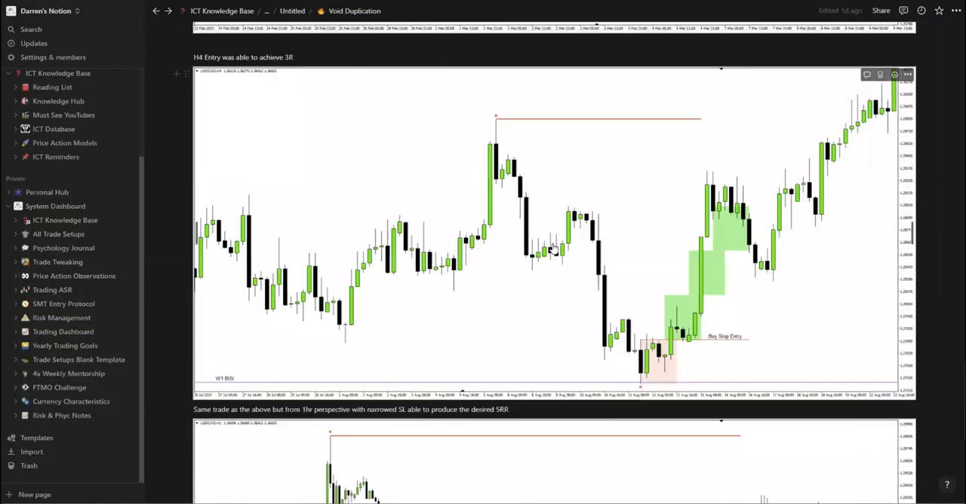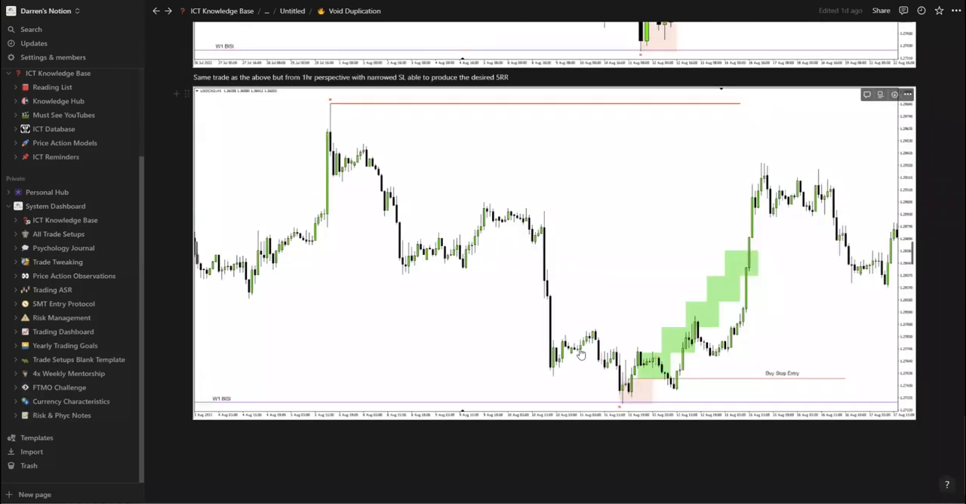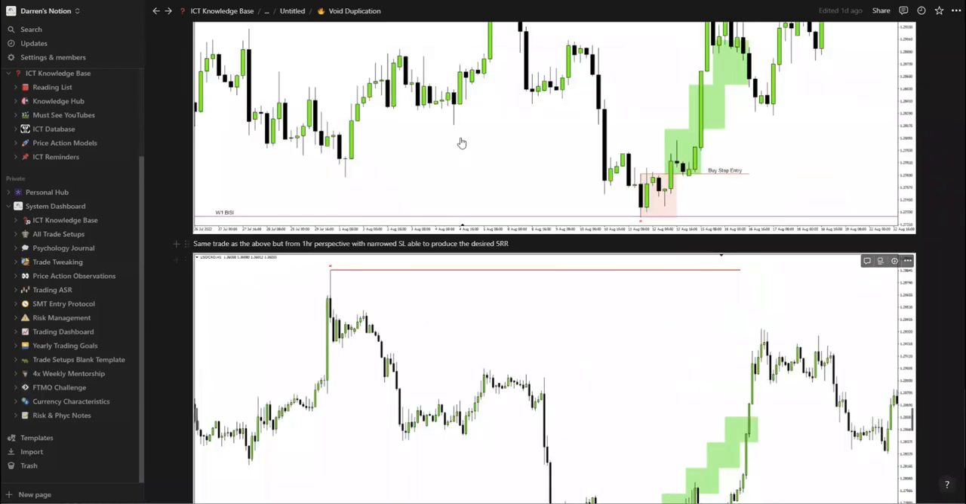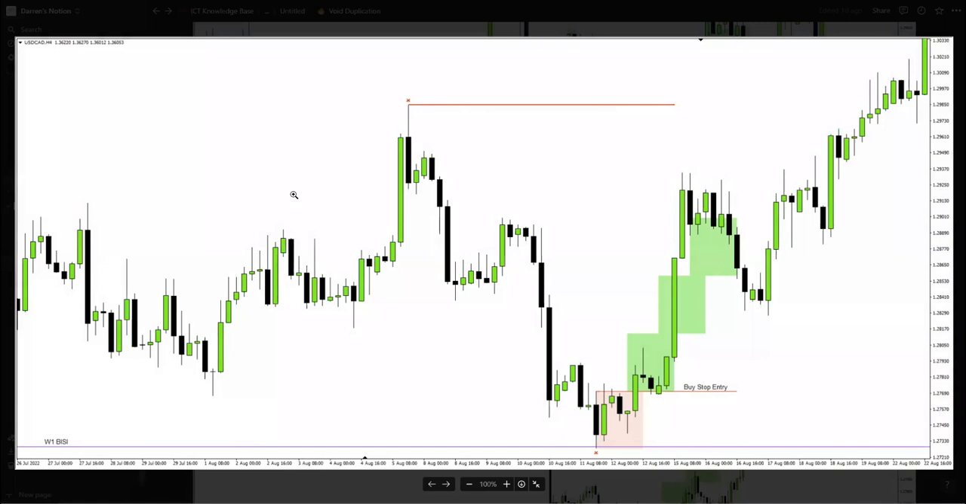There's one more here. Oh, that's the same trade. Sorry, no, it isn't. This is a different one. This is USD CAD again, weekly BISI, 4 hour down candle, and when it trades through that down candle, you would have been activated in.